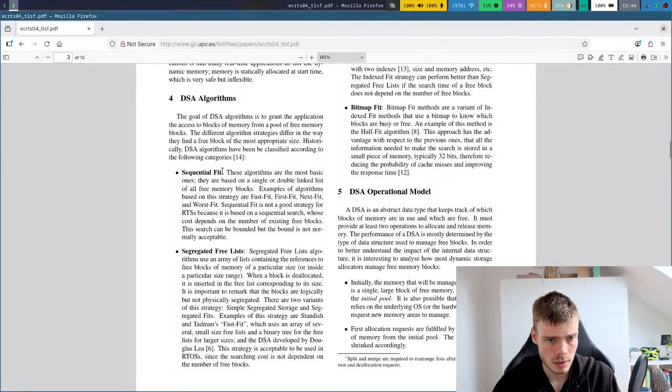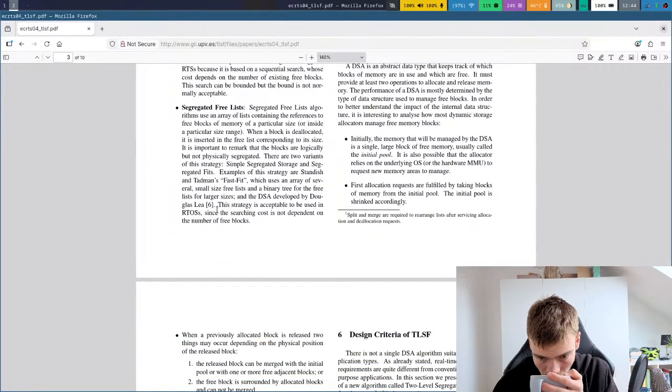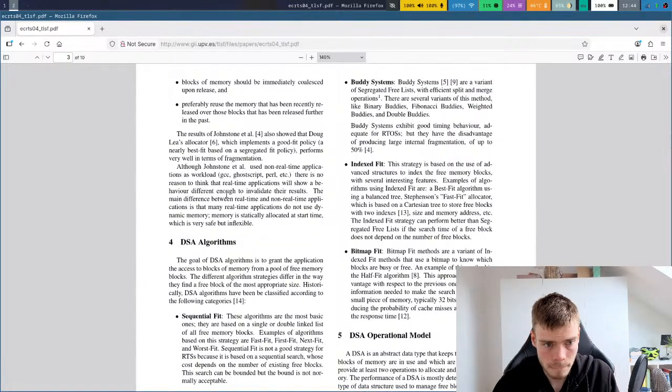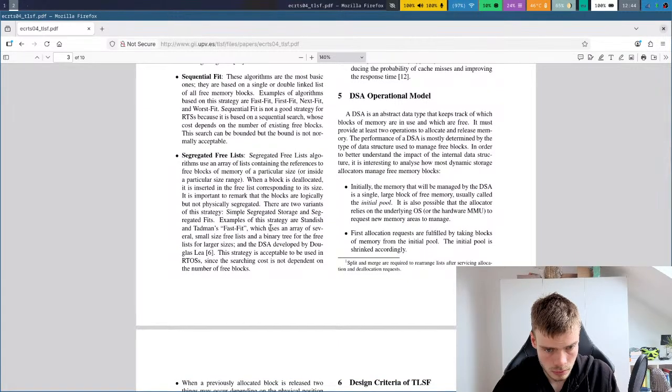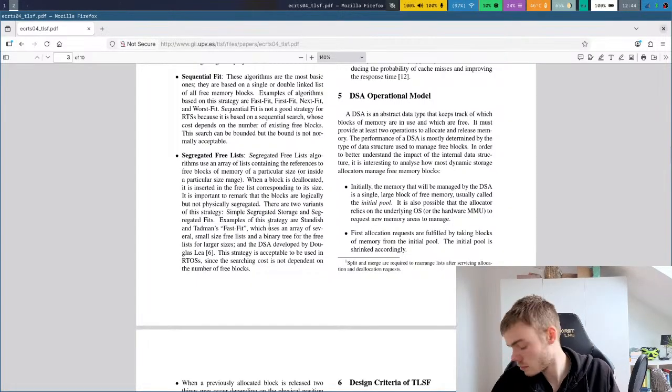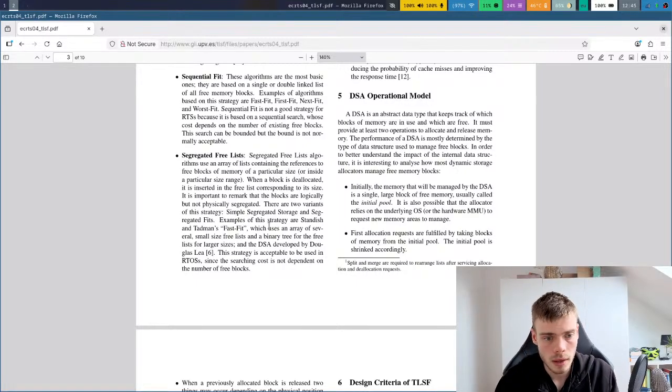Oh man, some errors in these papers. No, they said Doug Lea.